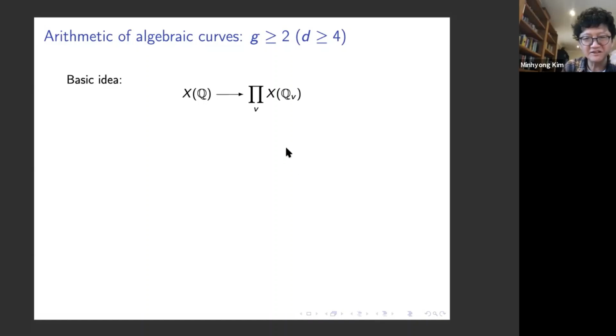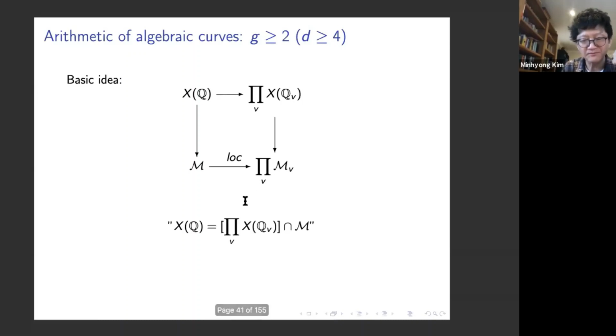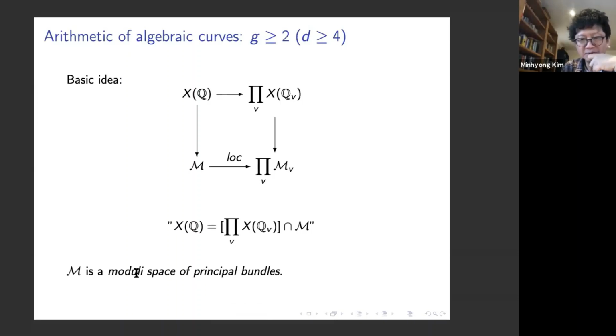So what do we do? We take this inclusion and replace it by, not exactly replace it, but we fatten it up to a different inclusion. So into a diagram like this, where first of all, there is a diagram that subsumes the inclusion of rational points. So what are these things? Well, I should have written this first. M is a moduli space of principal bundles, and so are the M sub v. There's one for each local completion, and there's one global one. And the global moduli space maps to the product of the local moduli spaces.